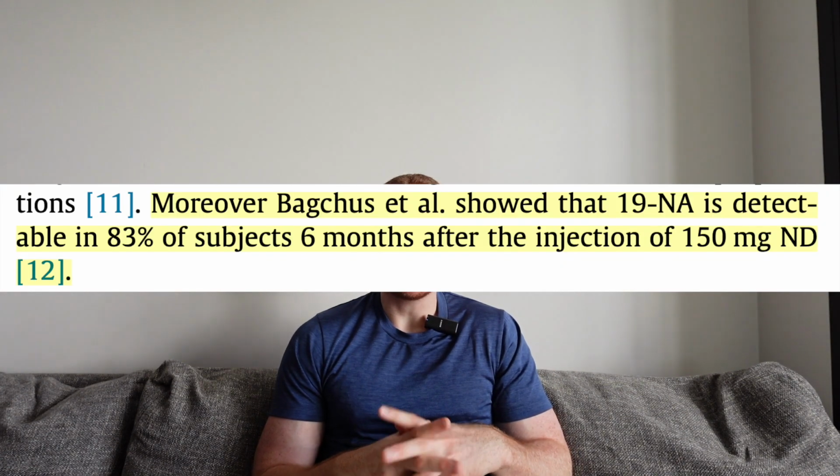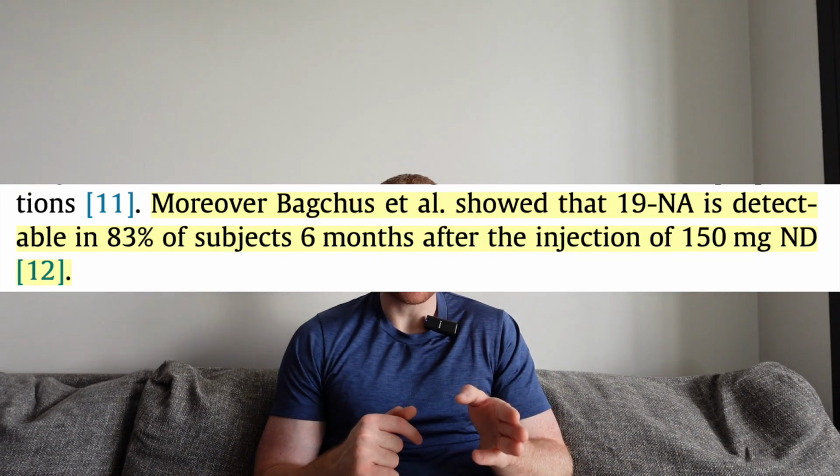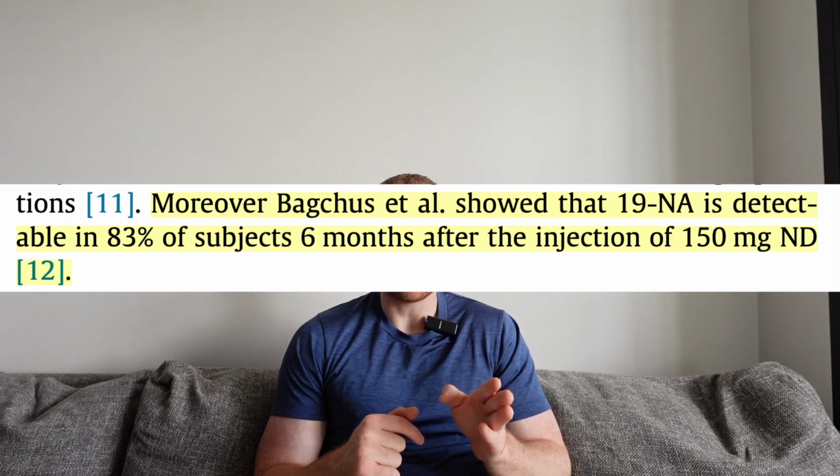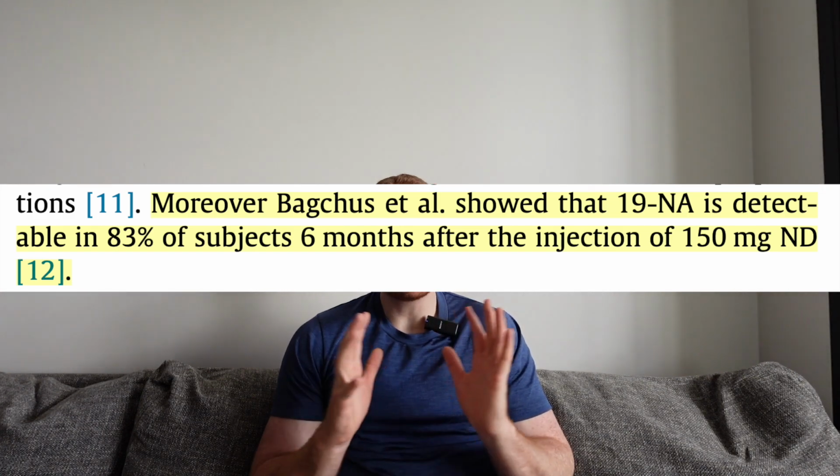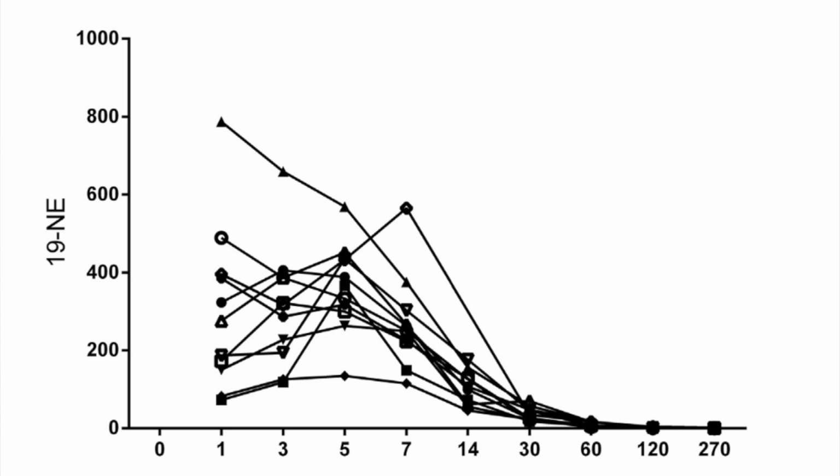And if we wind back the clock to 6 months, 83% of subjects still had metabolites of Nandrolone in their system. So this is just reinforcing the idea that Nandrolone and Trenbolone are going to have metabolites that stay around for a long period of time, and you're going to get prolonged suppression effects because of this such slow clearance.